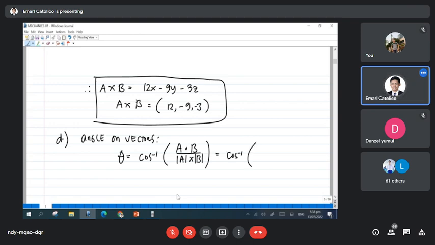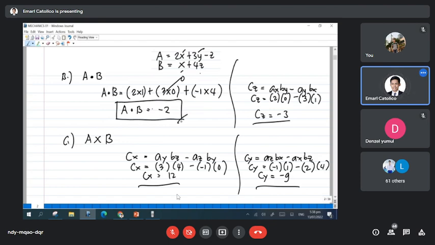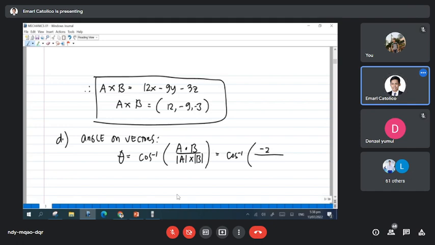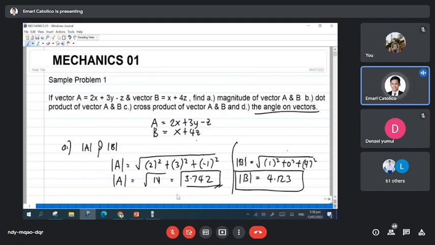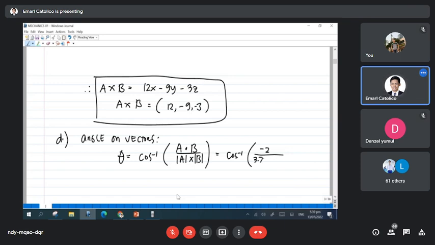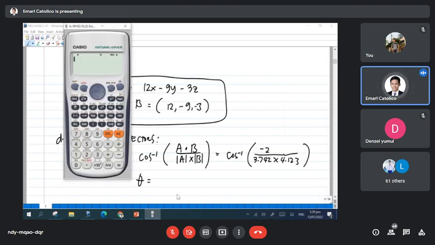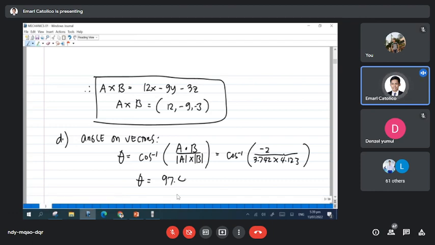Okay. Cosine inverse of dot product natin is ito, negative 2. Okay. Then magnitude of A is 3.742. Magnitude of B is 4.123. So 3.742 times 4.123. Okay. Therefore, theta is equals to. So make sure yung calculator natin naka-mode degree tayo. Cosine inverse of negative 2 over 3.742 times 4.123. Okay, so our angle is 97.45 degrees. So ganun pag-solve ng vectors.